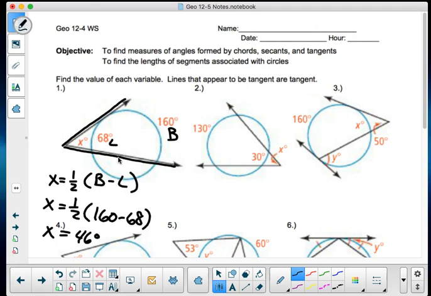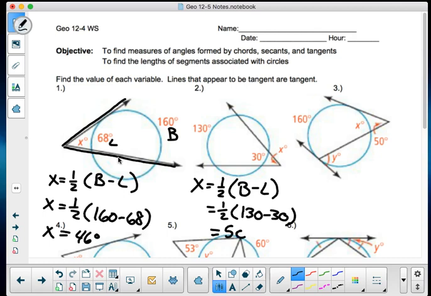Same idea going on number 2. I've got a big minus a little. So I'm looking at my value of x is going to equal 1/2 of the difference of my big minus my little. And I've got 1/2 of 130 minus 30, so this is going to be 50.